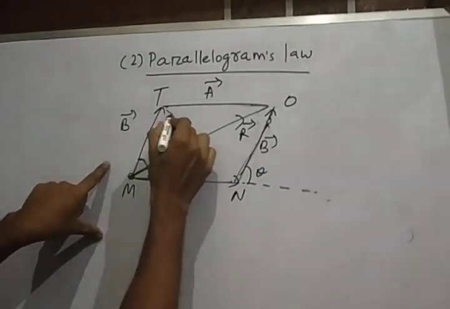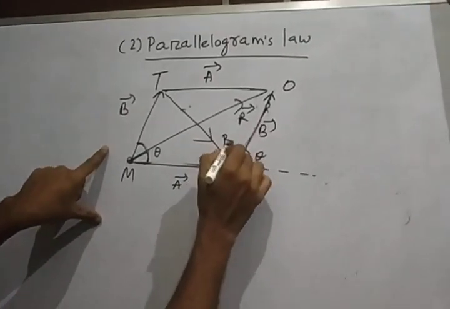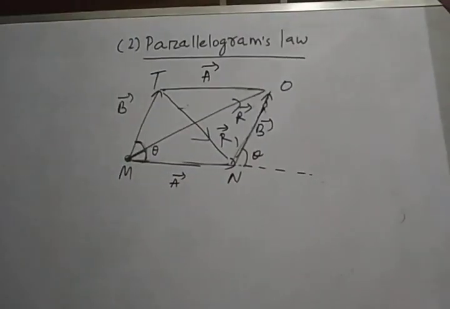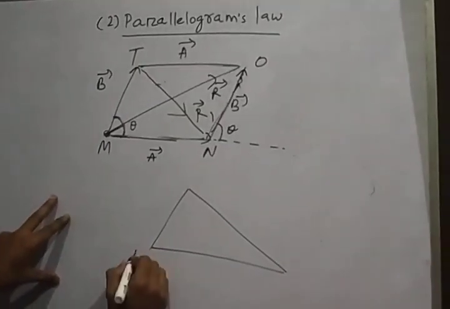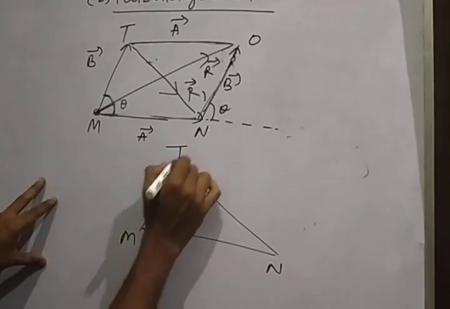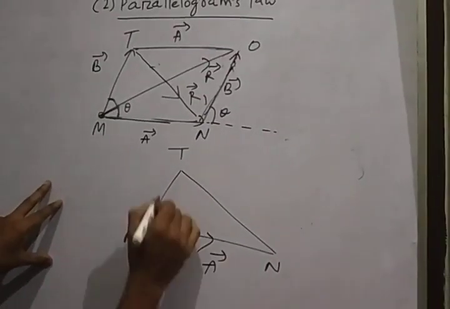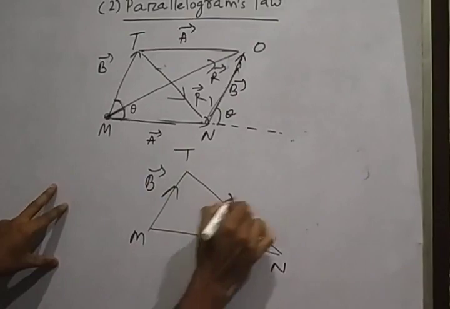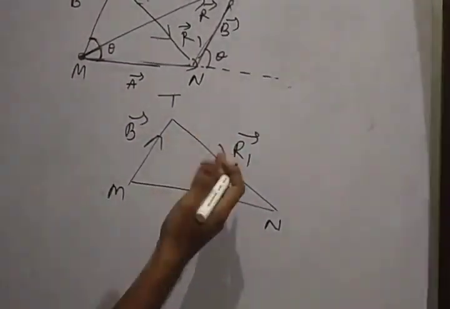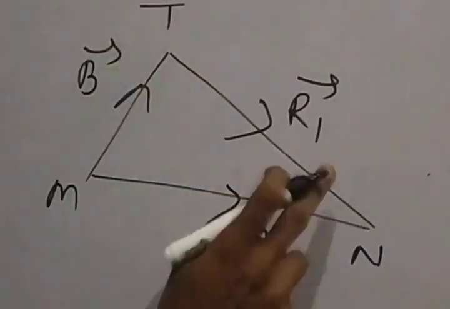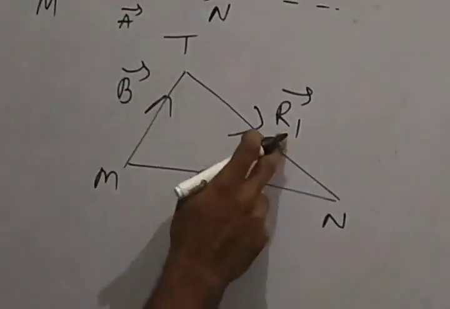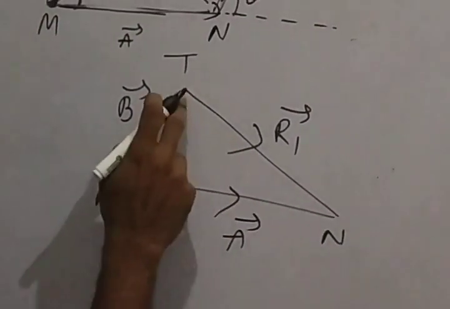Now the question arises, what will happen to the other diagonal? Let the other diagonal be R1 vector, and I am zooming out from this diagram. This is M, this is N, this is T, this is my A vector, this is my B vector, and this is R1 vector. Now what will happen with this other diagonal of the parallelogram? From this diagram it is clear that B vector and R1 vector are in the same order, because the head of B vector is connected to the tail of R1 vector.